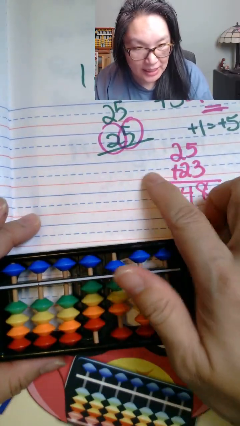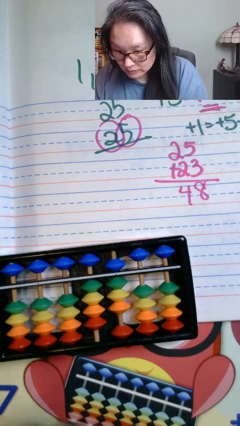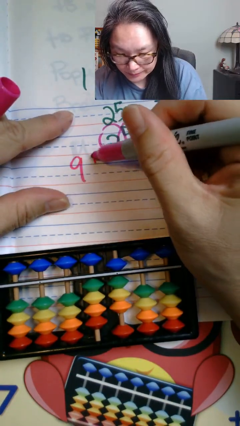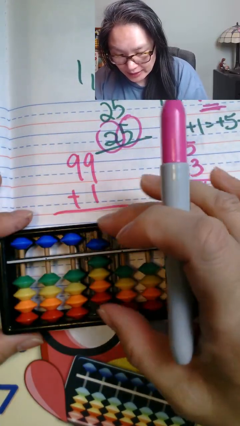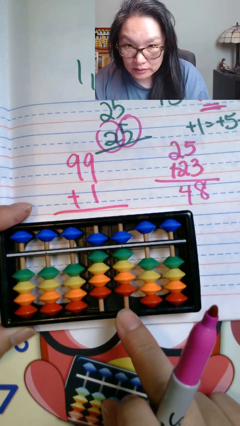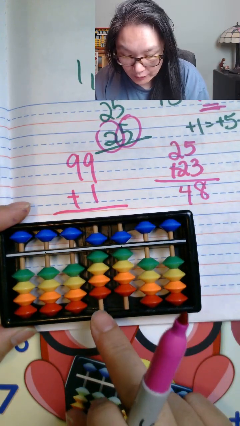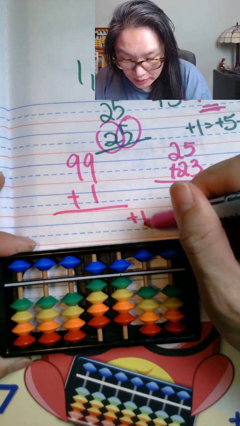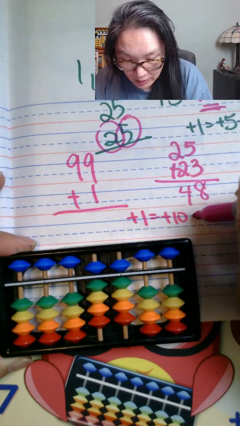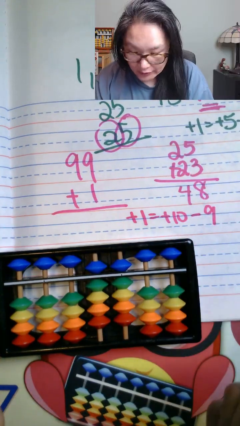The reason why is because now we're going to do two-step. The question is 99 plus 1. So again, we have 99 and we need to add the 1. Well, the problem is there's not enough beads to add the 1, right? So what are we going to do? To add the 1, it's equal to plus the 10 minus the 9. That's what we have to do.